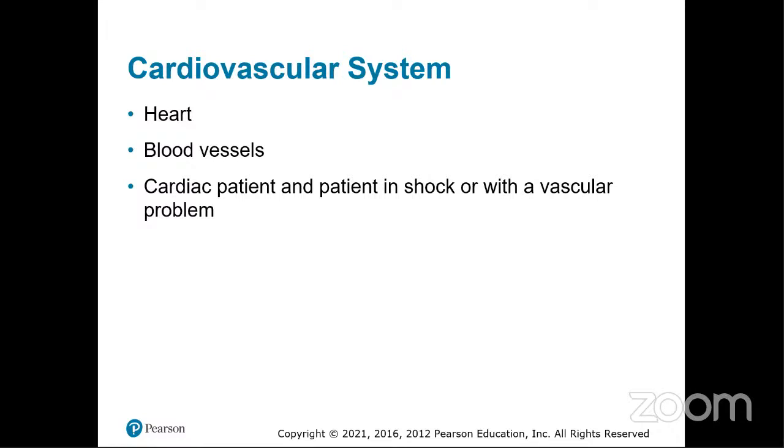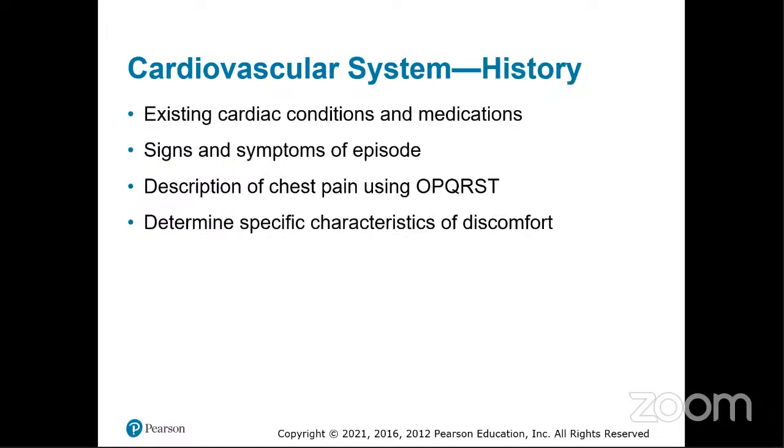Cardiovascular system, so the heart and blood vessels. These are the patients we see, somebody in shock with other vascular problems. The big thing with these guys is history, right? Is this an existing condition? The other term that you will hear with that is, is this chronic or is this acute? Chronic is something we've dealt with for a long time. We take medications.